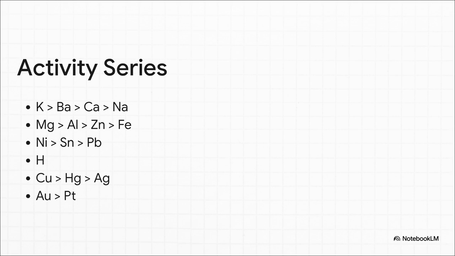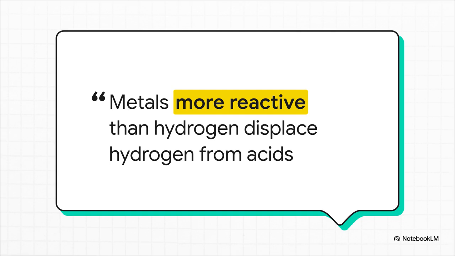It lists metals in decreasing order of reactivity, starting from highly reactive potassium all the way at the top, down to totally unreactive platinum at the bottom. In chemistry, it's a tough world. A more active element will ruthlessly displace a less active element from its compound. And the absolute crucial threshold here?